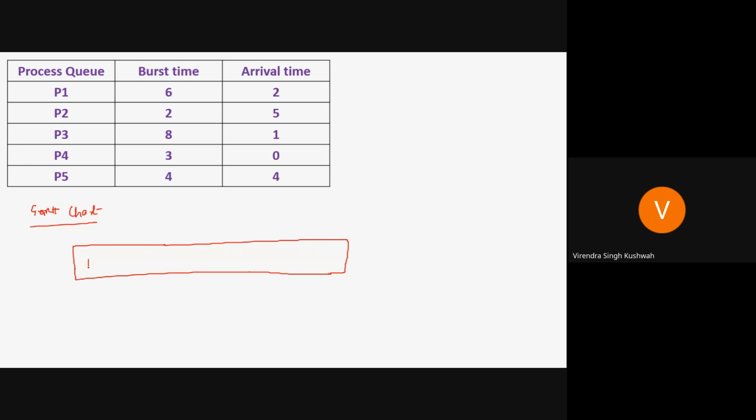Process P4 I'm choosing based on its arrival time, that is 0, and it will take a total burst time of 3. So far what we have discussed, is it clear? Anyone who needs to ask any question, you can ask, else we can continue. This point is clear. At time T0, P4 arrives and starts execution.